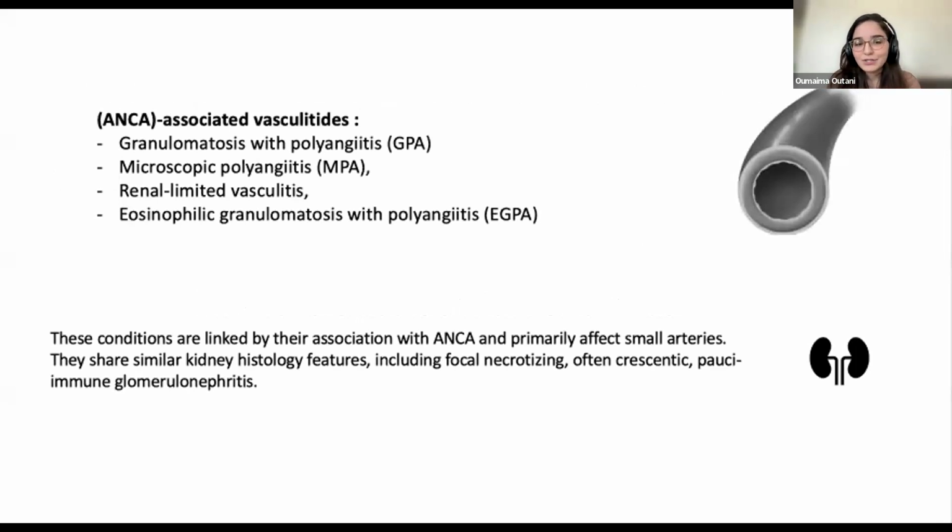So GPA is part of the ANCA-associated vasculitides. The main four categories are GPA, of course, microscopic polyangiitis, renal-limited vasculitis, and eosinophilic granulomatosis with polyangiitis. These conditions are linked by their ANCA profile. They are often, not exclusively, but often ANCA positive, and they primarily affect small arteries. They also share the same renal histological signatures, and they also share the pauci-immunity.